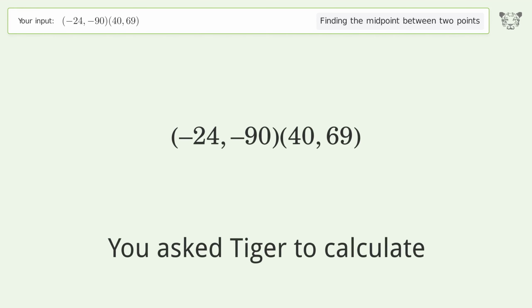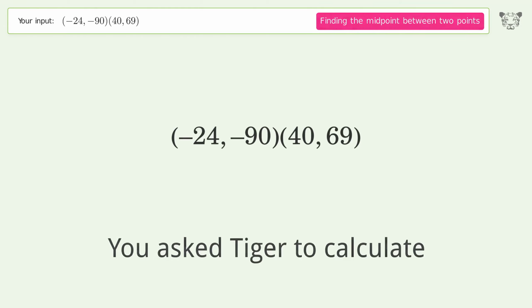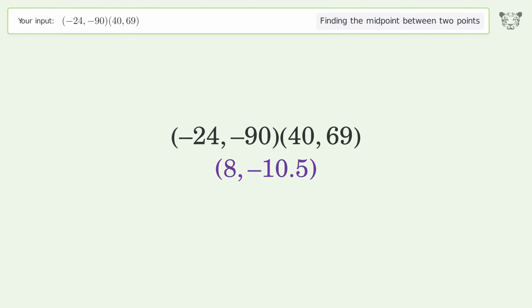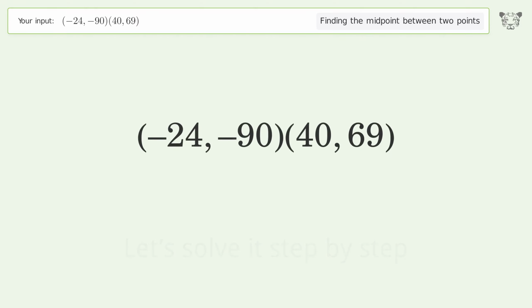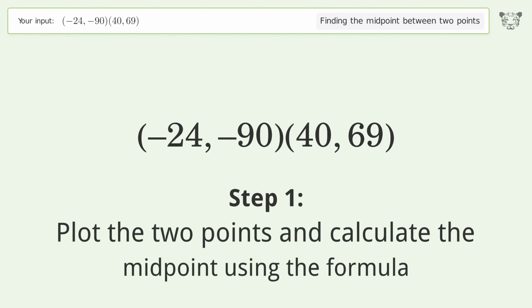You ask Tiger to calculate. This deals with finding the midpoint between 2 points. The midpoint between the 2 points is 8, negative 10.5. Let's solve it step by step. Plot the 2 points and calculate the midpoint using the formula.